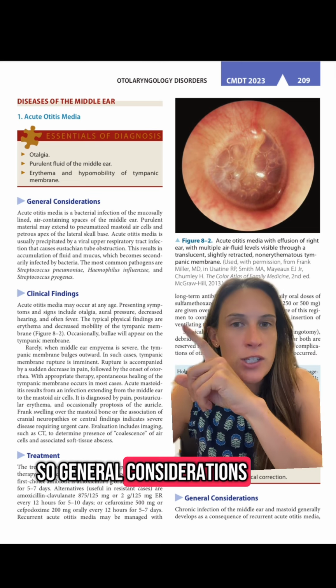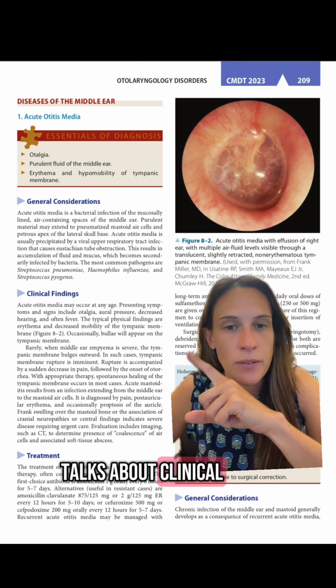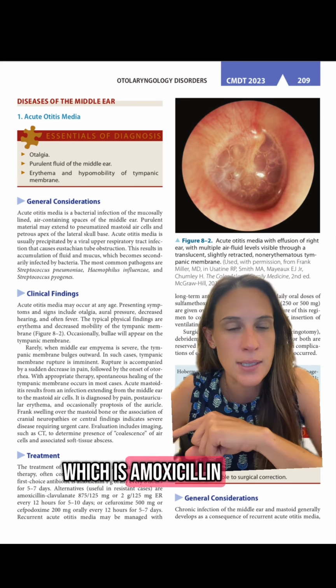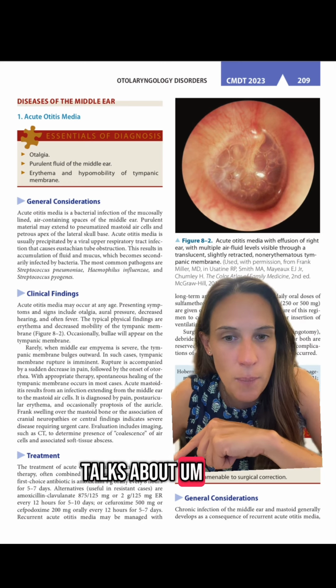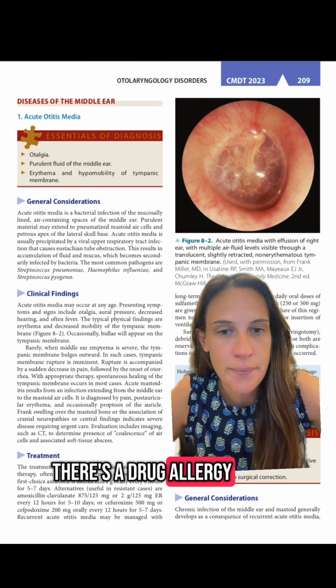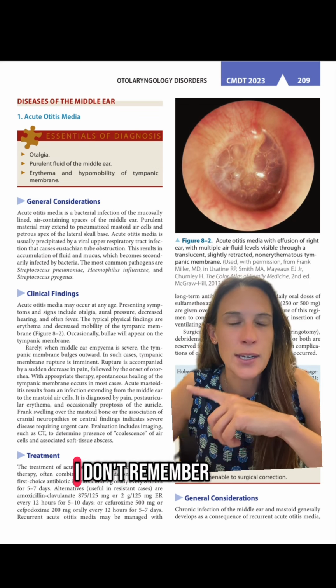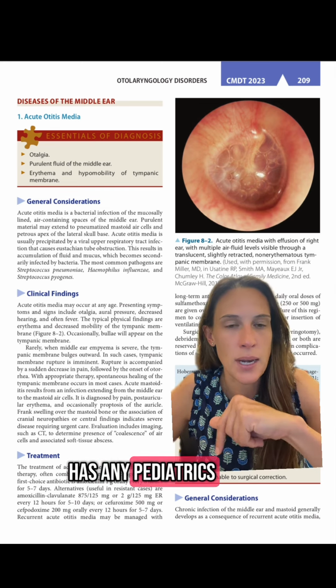So general considerations, you have key take-home points, talks a little bit about the bacteria, talks about clinical findings, and then you have your treatment, which is amoxicillin, then Augmentin, and then it talks about cephalosporins if it's resistant or if there's a drug allergy. This is adult dosing. I don't remember what the pediatric reference was in PA school, but I don't think this book has any pediatrics in it.